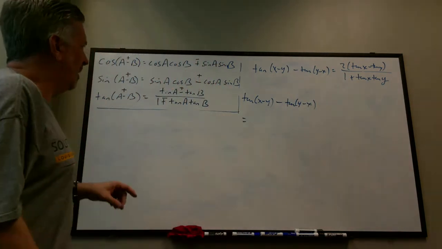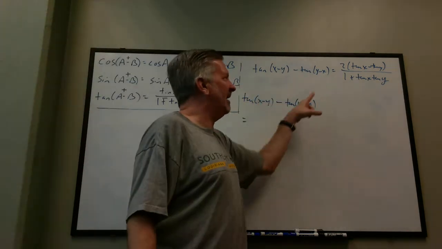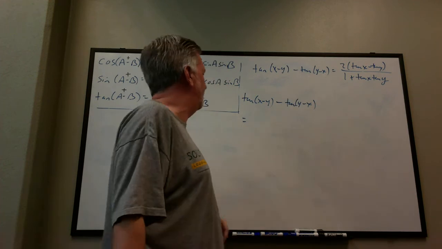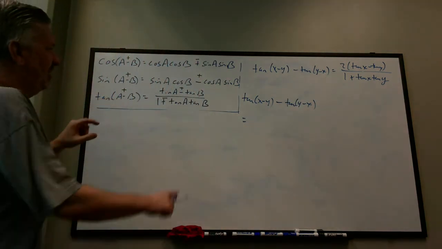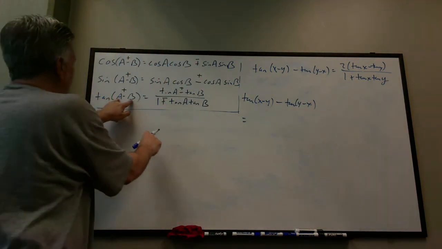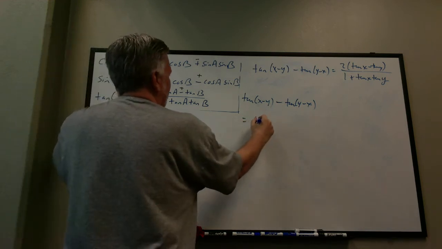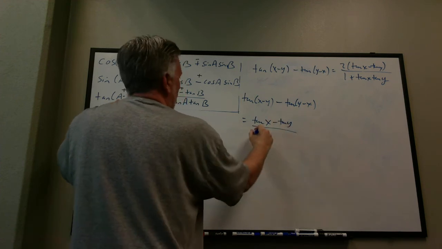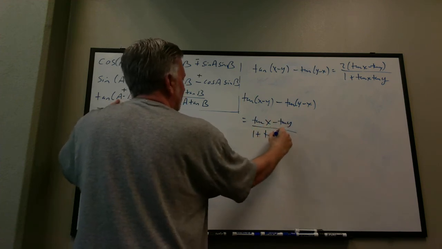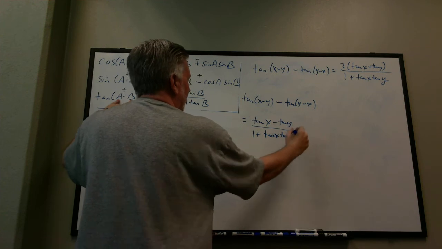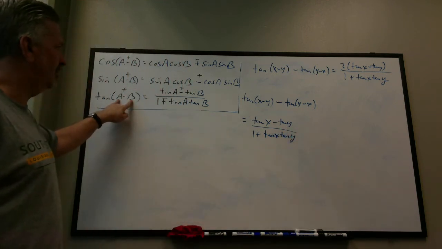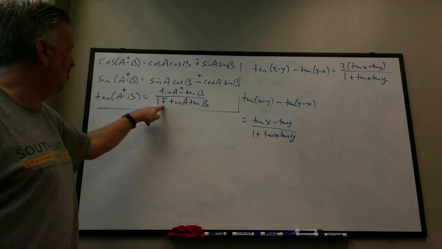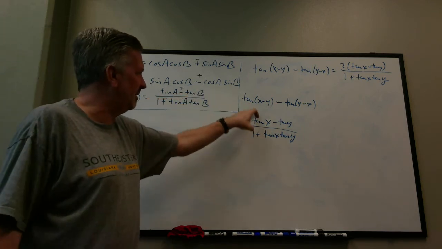Okay. So don't write down equals that. I don't know that it equals that yet. I'm going to do stuff to this to work my way to that. So I'm going to use the tan of x minus y formula here. So tan of x minus y is tangent of x minus tangent of y over 1 plus tangent of x, tangent of y. So A is x and B is y. So tan of x minus tan of y over 1 plus tan of x, tan y. That's just this one.